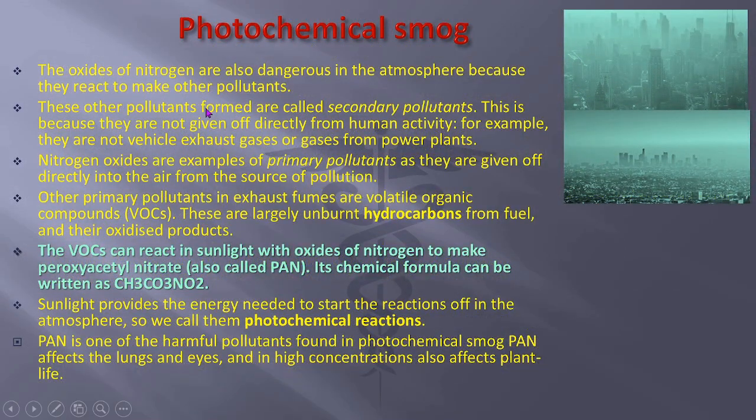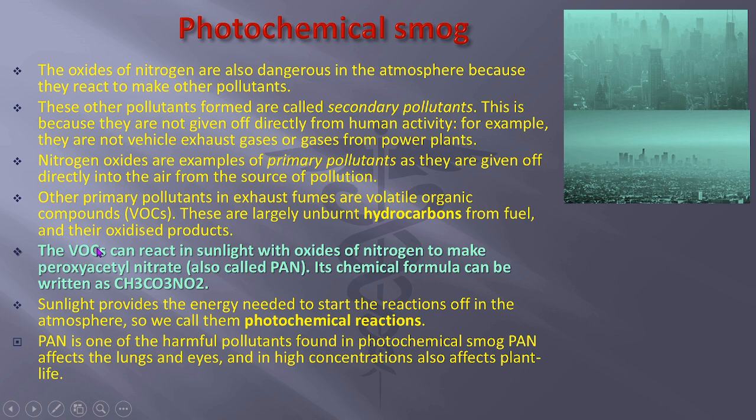Photochemical smoke. The oxides of nitrogen are also dangerous in the atmosphere because they react to make other pollutants. These pollutants are called secondary pollutants. For example, they are not vehicle exhaust gases or gases from the power plants. Nitrogen oxides are examples of primary pollutants. Other primary pollutants in the exhaust streams are volatile organic compounds (VOCs). They are largely unburnt hydrocarbons from the fuel and their oxidized products.